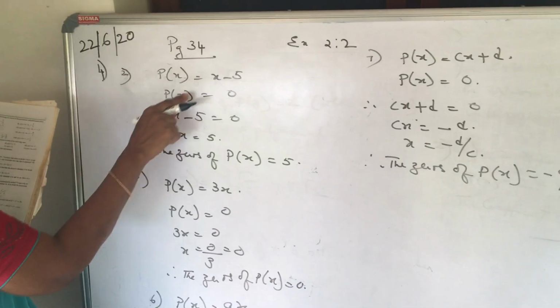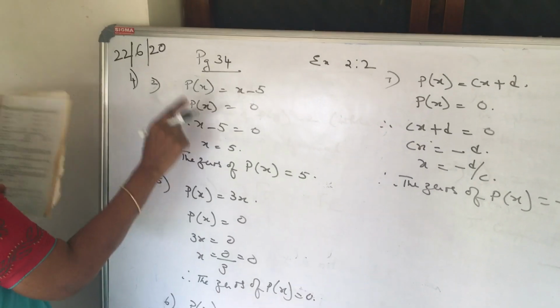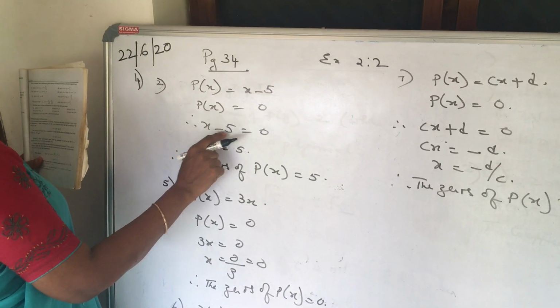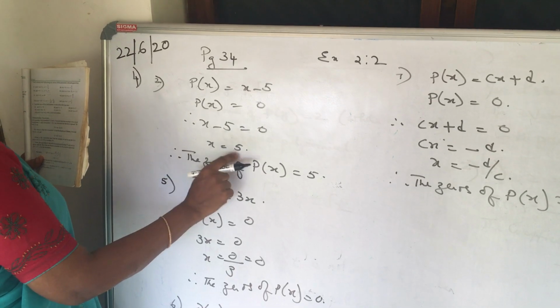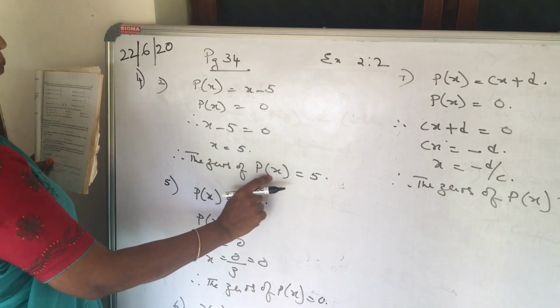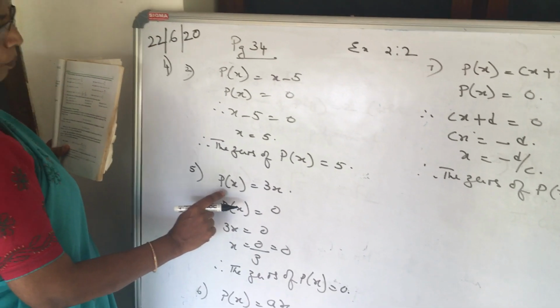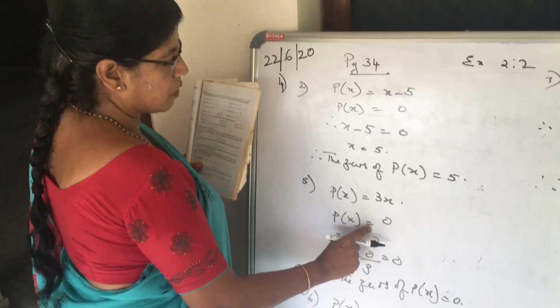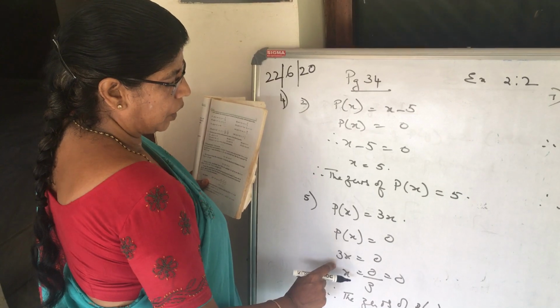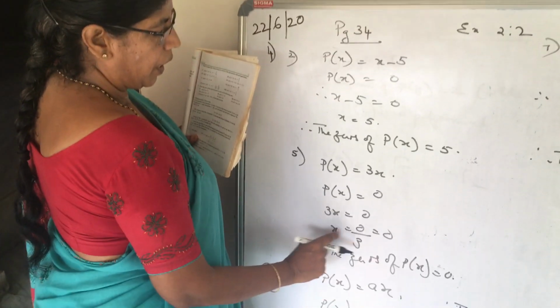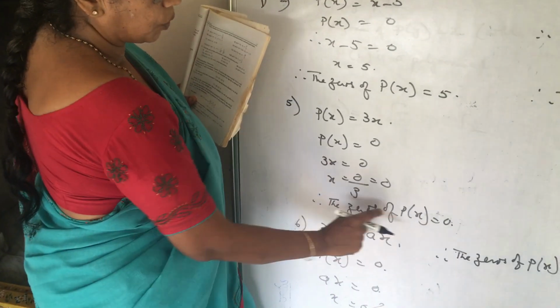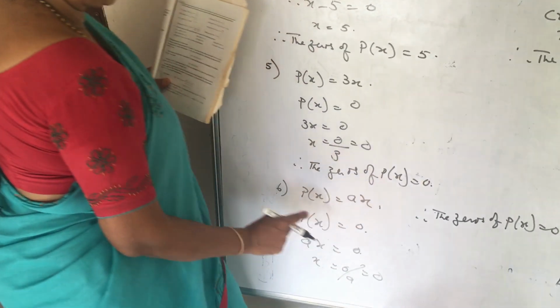Zero of the polynomial means polynomial equal to 0. Your polynomial is x minus 5. x minus 5 is equal to 0. Solve for x. The zero of P of x is equal to 5. P of x is equal to 3x. P of x is equal to 0. 3x is equal to 0. x is equal to 0 by 3 is equal to 0. The zero of P of x is equal to 0.